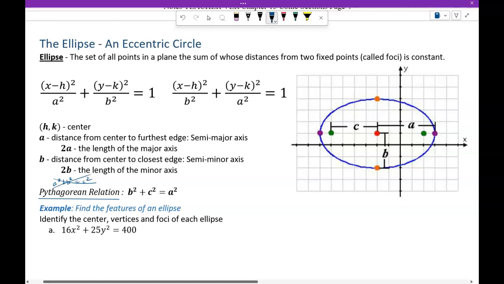And so the length of the semi-minor axis squared plus the distance to the focus squared will equal the length of the semi-major axis squared. And we can kind of remember that because this has to be the longest distance. If we look visually at our ellipse, the distance from the center to the vertex has to be the longest, and so the Pythagorean relation has to hold through.